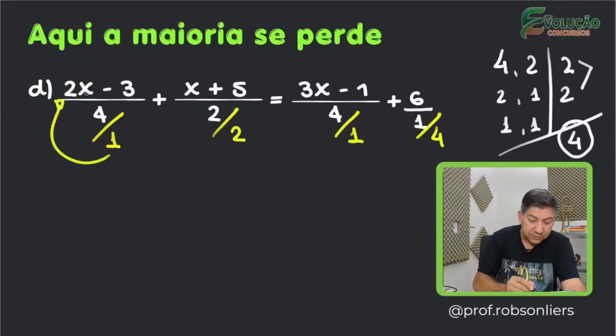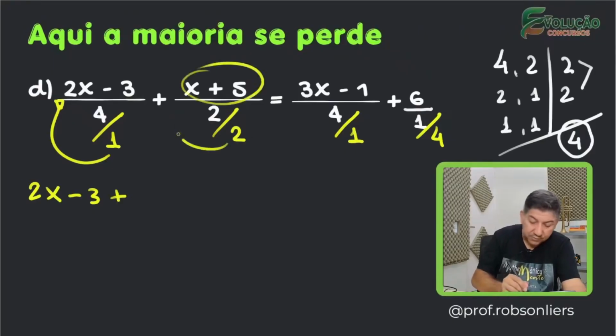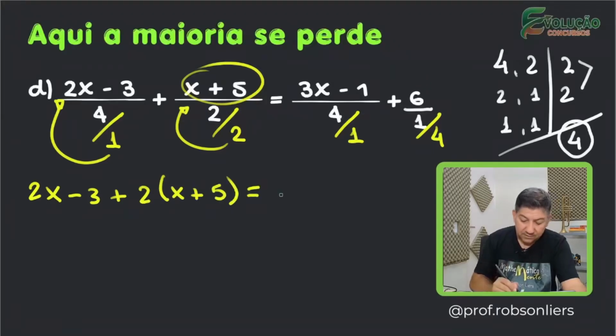1 times 2x minus 3 is just 2x minus 3. 1 times any number is itself. I'll repeat it here. 2x minus 3 plus. Now 2 times x plus 5. Be careful because the 2 multiplies everything. It will look like this. 2 times x plus 5. So you don't make a mistake, go step by step. Now here, equals 1 times 3x minus 1. It's just 3x minus 1.